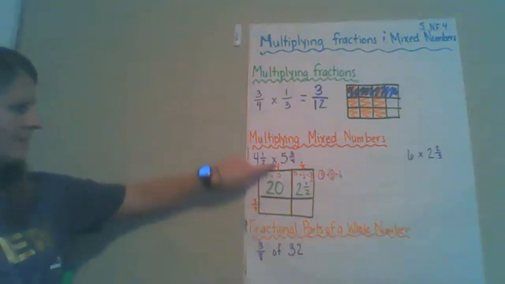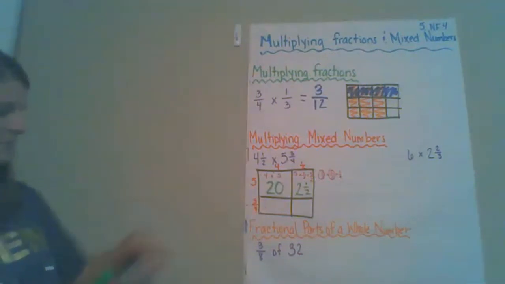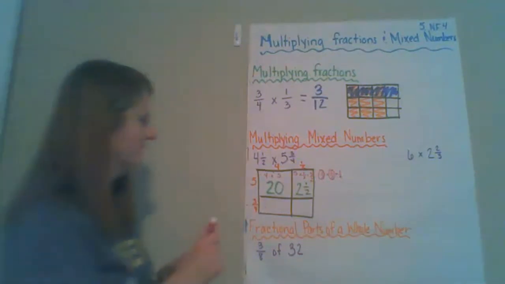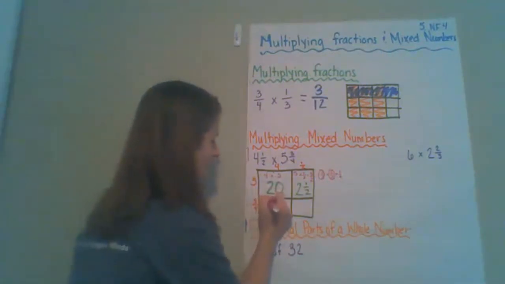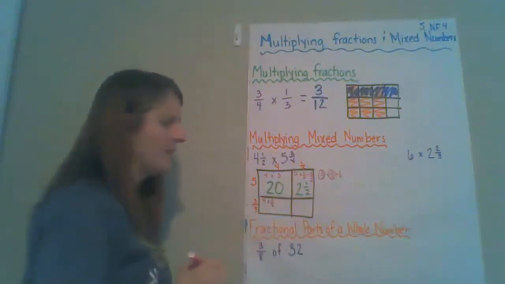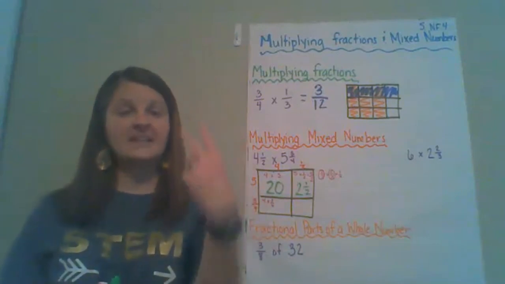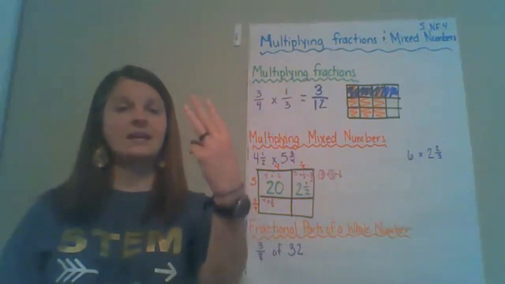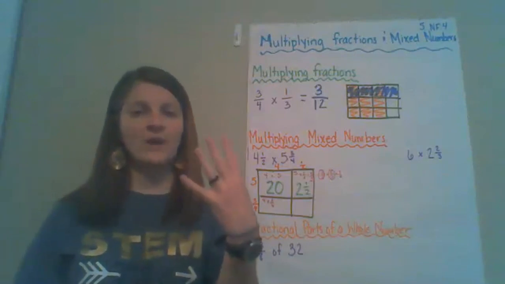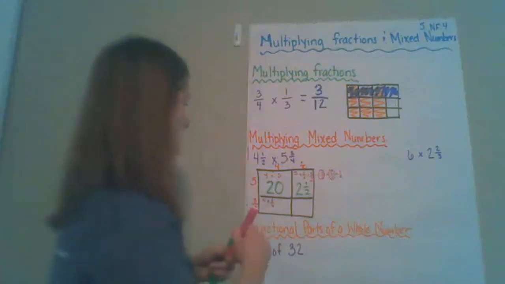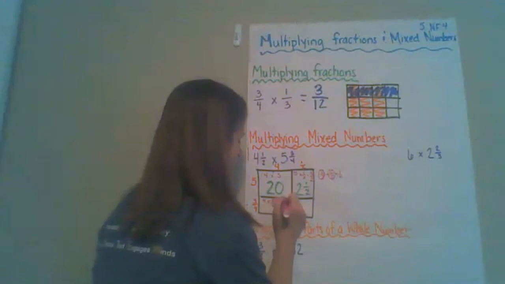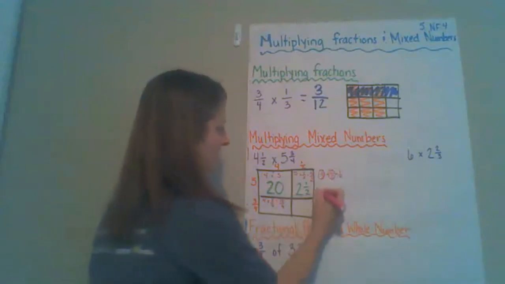In this box, I've got 4 times 3/4. 4 wholes times 3/4. So I know if I have 3/4 4 times, that's 3/4, 6/4, 9/4, 12/4. Okay. So that equals 12/4.